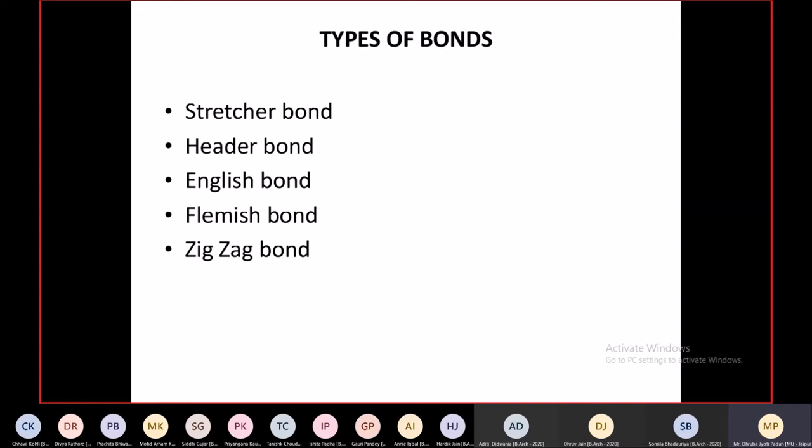Now we have these basic types of bonds. We have stretcher bond, header bond, English bond, Flemish bond, and zigzag bond. Stretcher bond, header bond, English bond, Flemish bond, all these four types of bonds you could see on our walls. Then if you talk about the zigzag bond, normally we go for this on flooring patterns. If I have to construct a floor with bricks, then we go for the zigzag bond. Normally we do not adopt this zigzag bond on building walls.